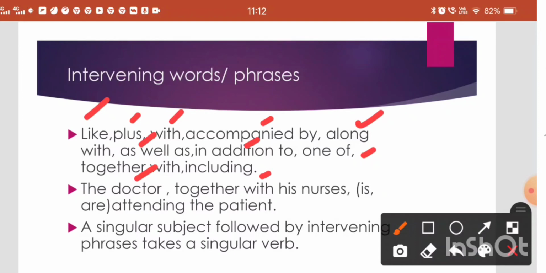Who is attending the patient? The doctor. So that is the main subject, the proper subject. What is the intervening phrase? Together with his nurses, separated using commas. So the verb will be decided according to the doctor. So the verb will be is, not are. So a singular subject followed by intervening phrases takes a singular verb.